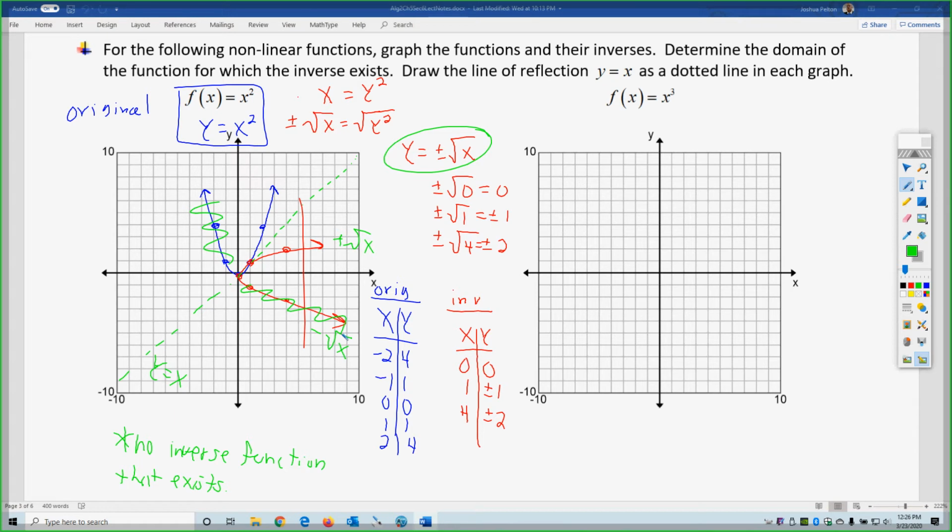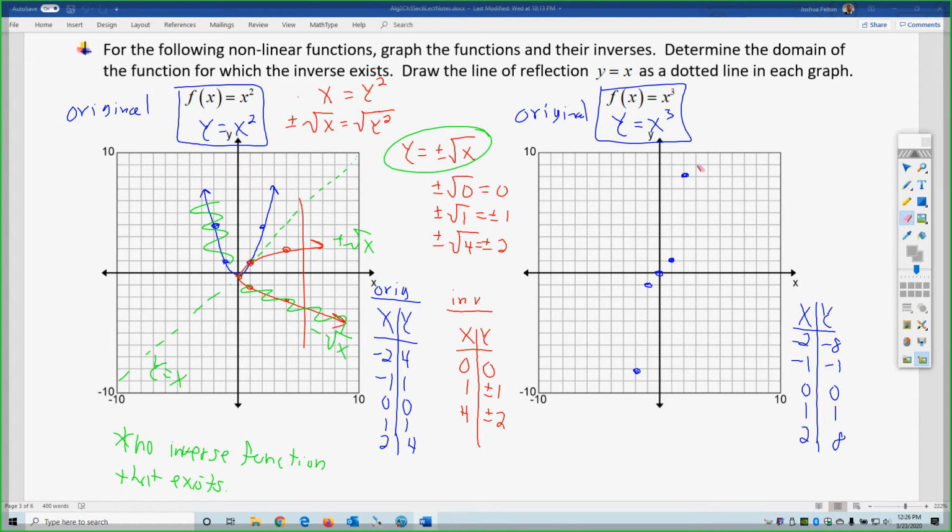So if we do the cubic, y equals x cubed, that's my original. Again, you don't necessarily need to do a table, but we're going to for the sake of this. Okay, so we'll plug in some basic values, negative 2, negative 1, 0, 1, and 2. So if I cube each of those, I get negative 8, negative 1, 0, 1, and 8. So at negative 2, I'm at negative 8, negative 1, 0, 0, 1, 1, and 2, 8. So that gives us our standard cubic function.